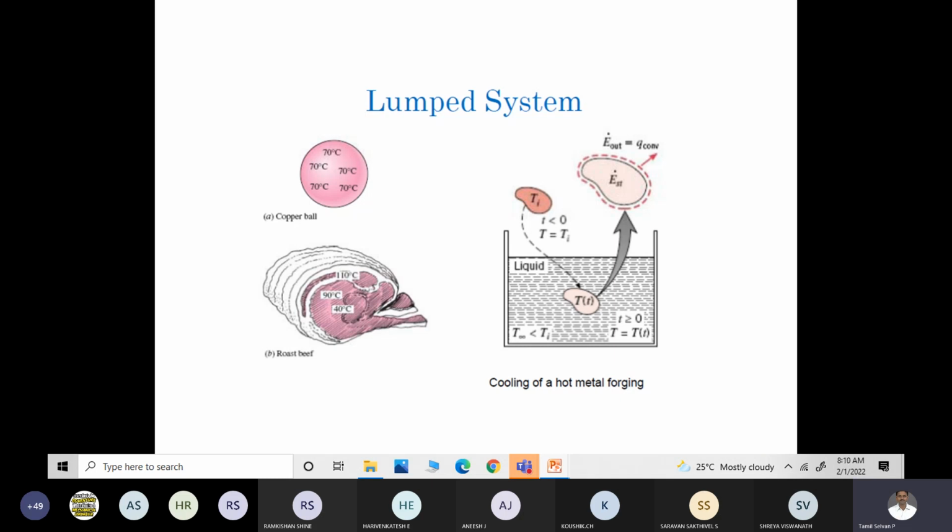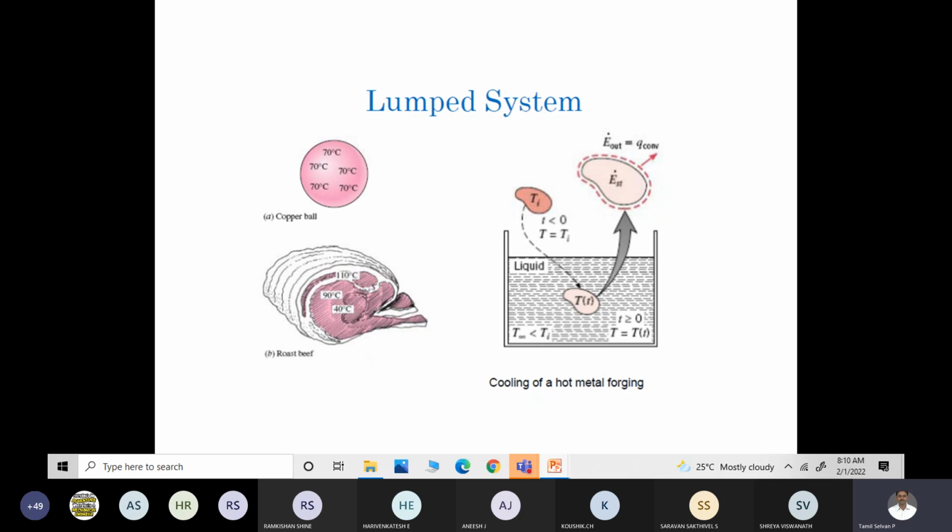Or similarly in the case of furnaces. In furnaces, what happens is we insert metal rods into the furnace, so that the rods get heated up. Especially in the casting industry, we will be using it.